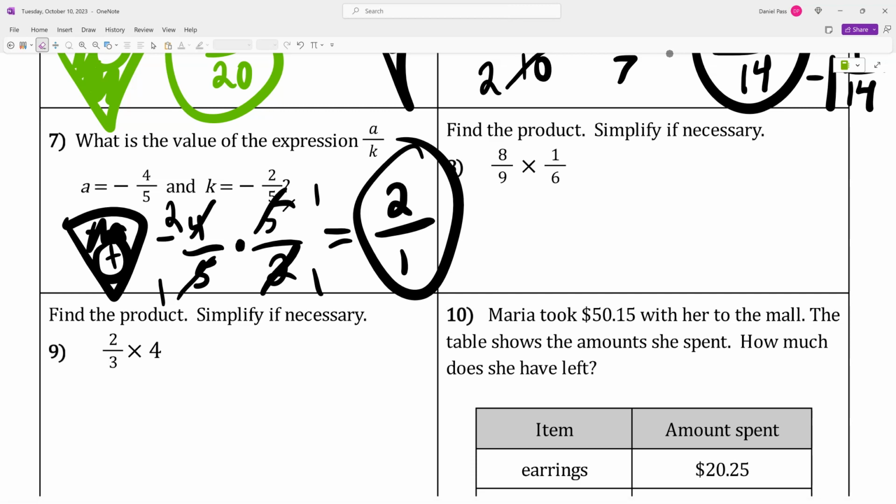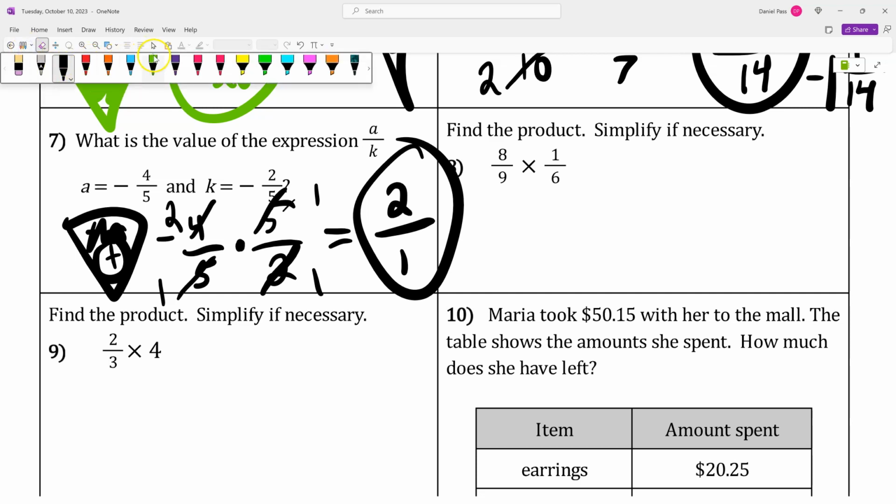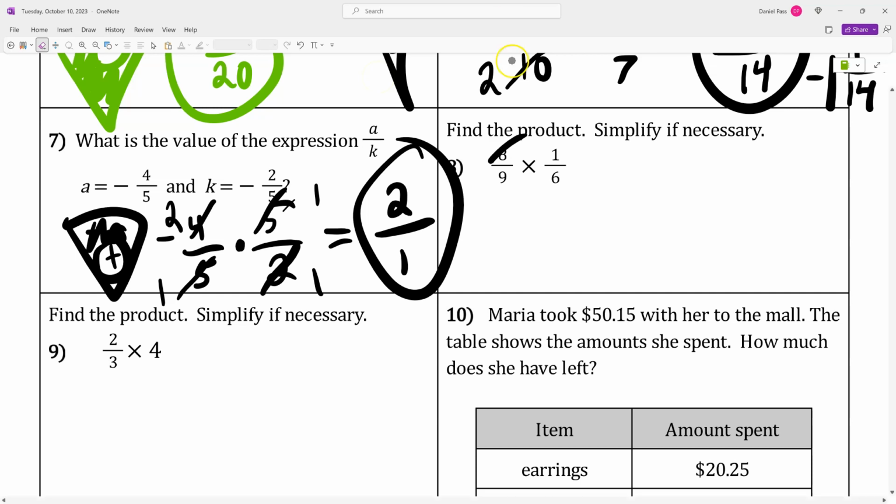You probably have to cross cancel. Yeah, correct. There is cross canceling. Which numbers? 6 and 8. Okay, you're right. So we divide those by 2. So we have 4 and 3. 4 times 1 is 4. And after that, 27. All right.